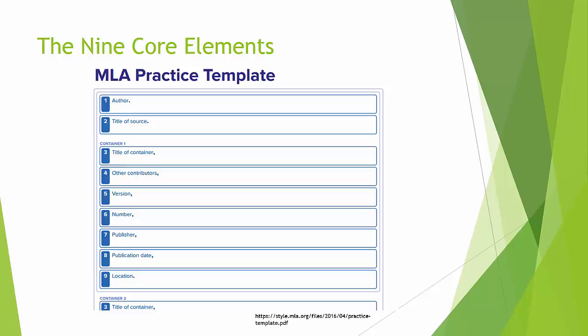Element 6 is number. Now, this refers to any numbering system for your container. So if you're looking at an academic journal, what this could mean is that it's volume 5, number 7 of the series. So what you would do there is VOL, period, 5, NO, period, 7, something like that. So yes, again, volume and number are abbreviated as I just described.